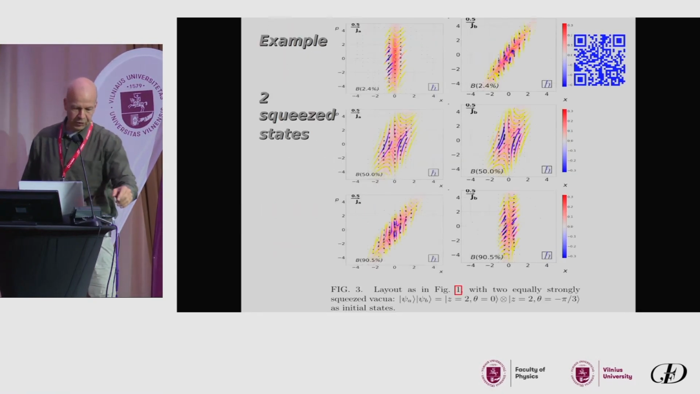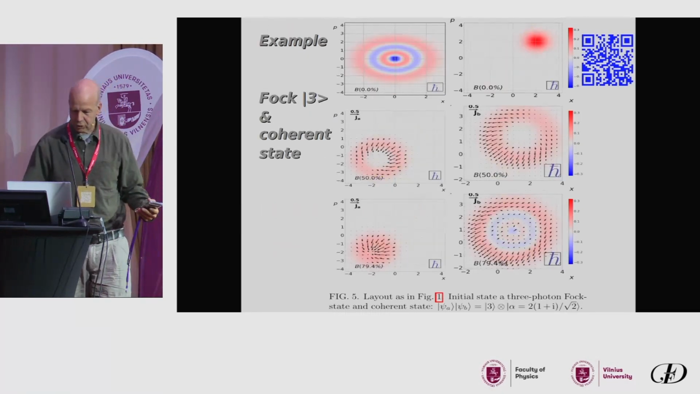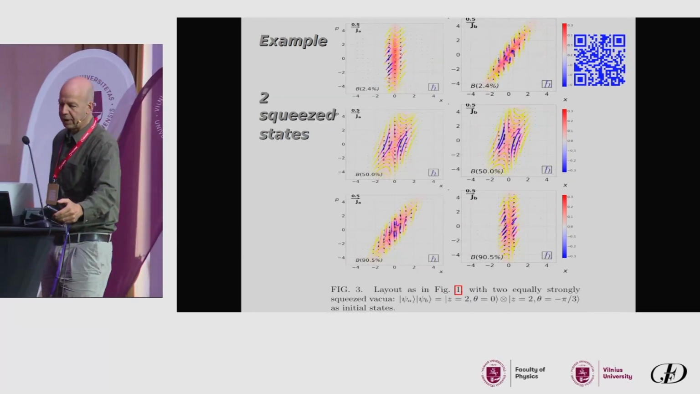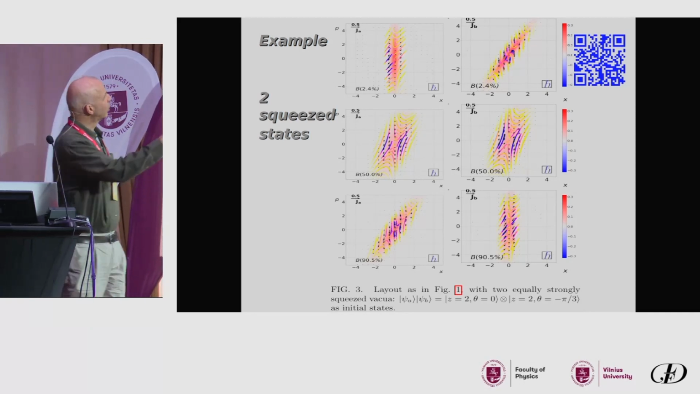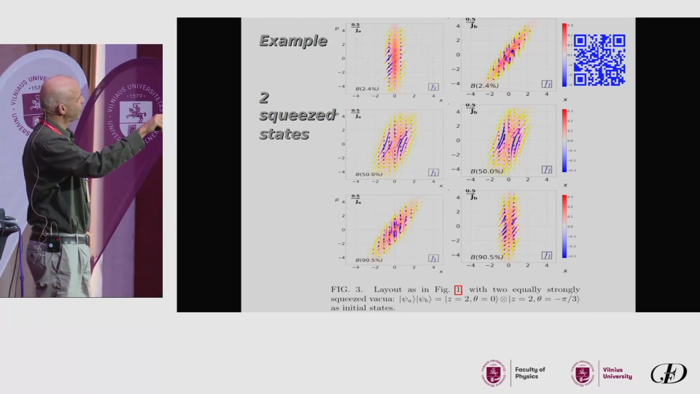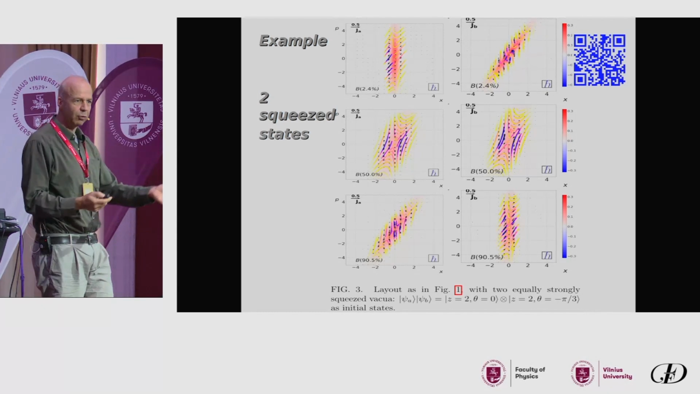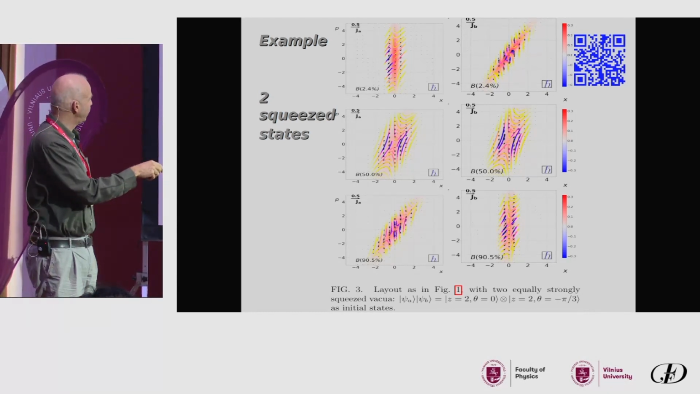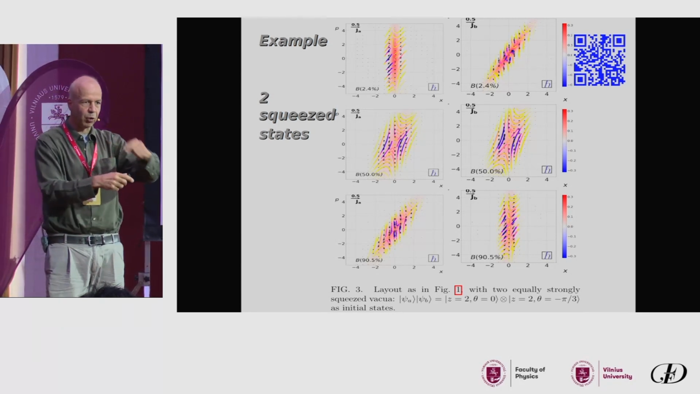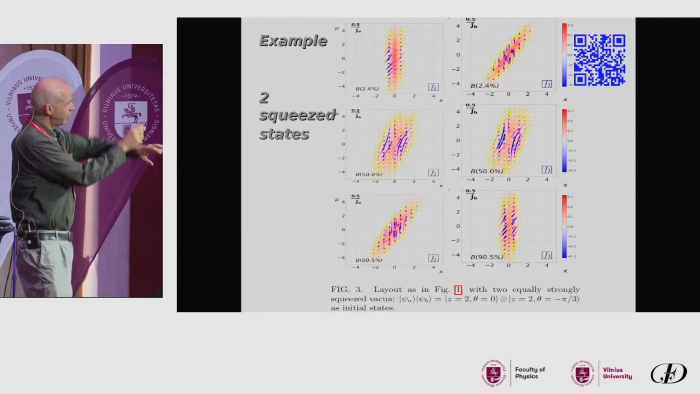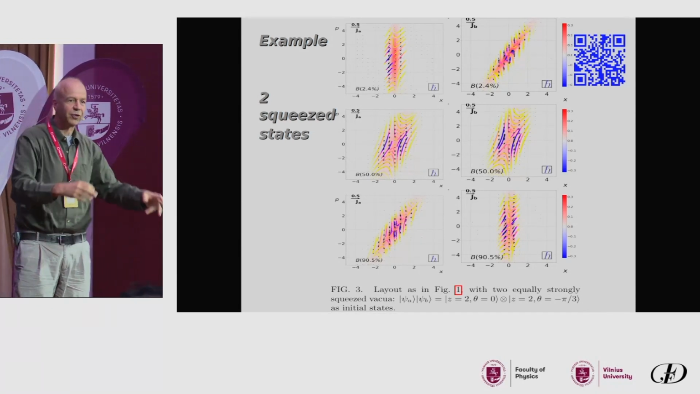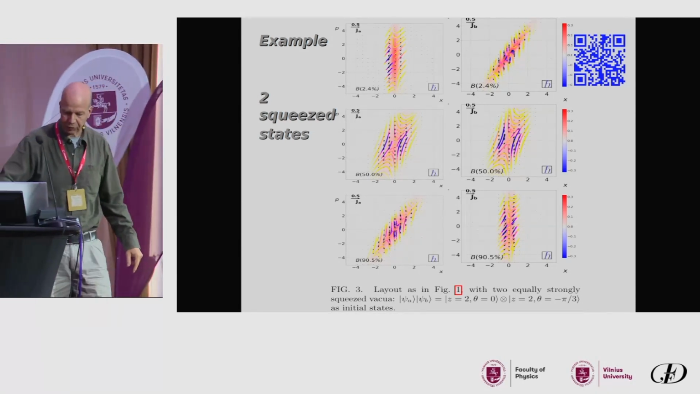And now it's time for some pictures. I already showed you this one. Here, for example, this is what it looks like if you mix two off-kilter squeezed states. You all know from optics intuition that squeezed states, when they mix together at 50-50 beam splitters, become more mixed, so the distribution becomes wider. But here you can actually see the details of how this is being transported in phase space.